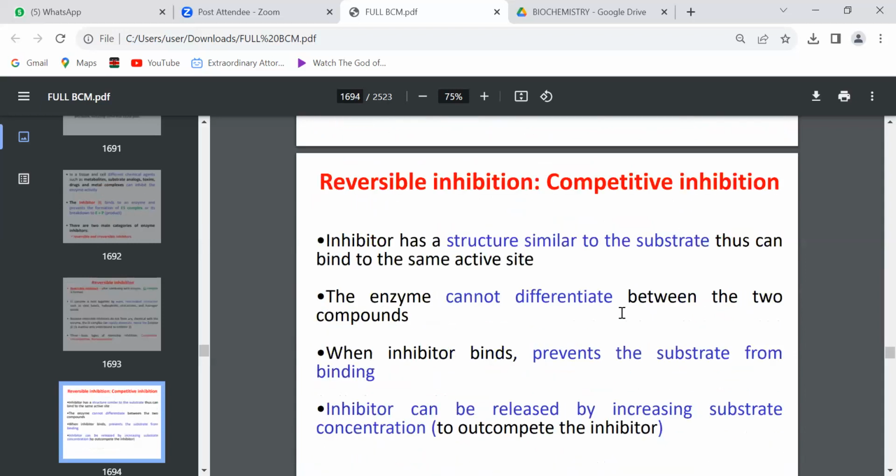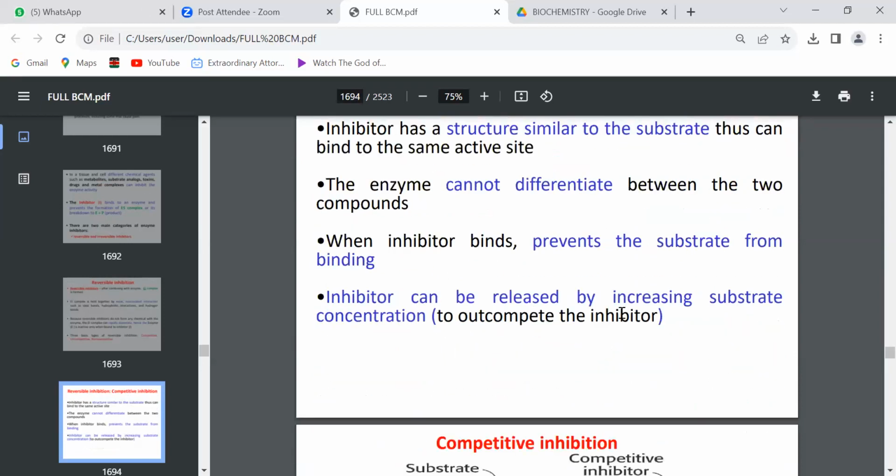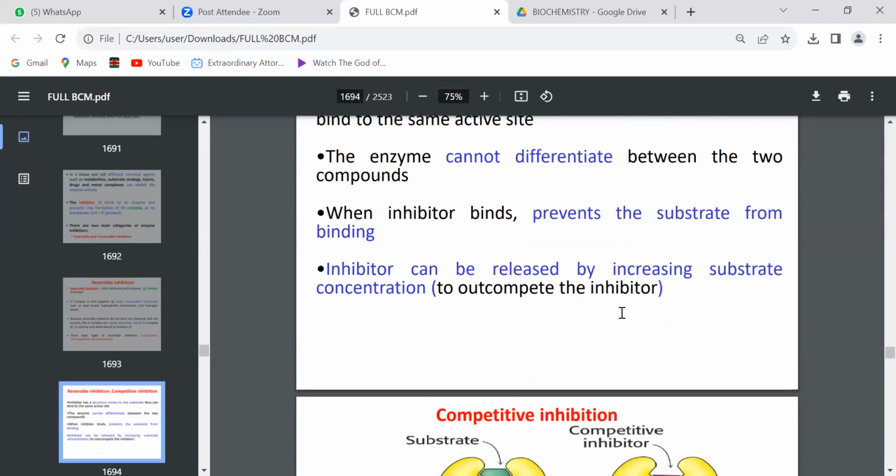For competitive inhibitors, the inhibitor has a similar structure to the substrate. So the enzyme cannot differentiate whether it's the substrate or not, and once the inhibitor binds, the substrate cannot bind. But for such competitive inhibition, if you increase the concentration of the substrate, you can outcompete the inhibitor and continue with the normal reactions.